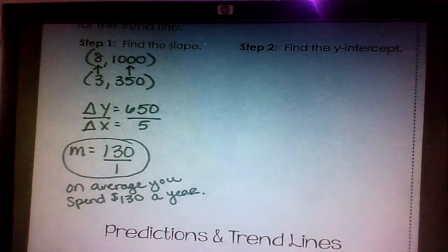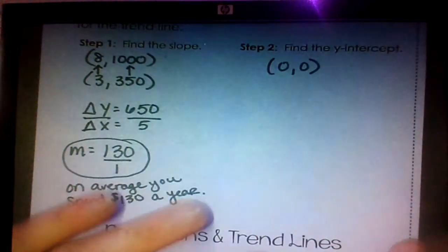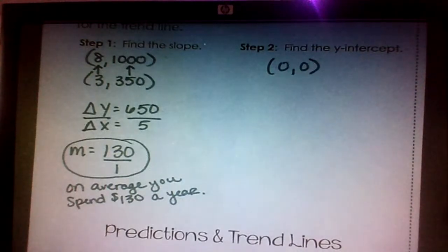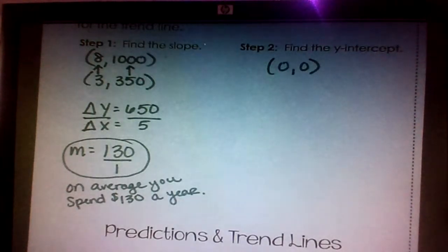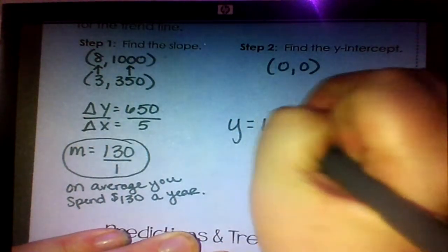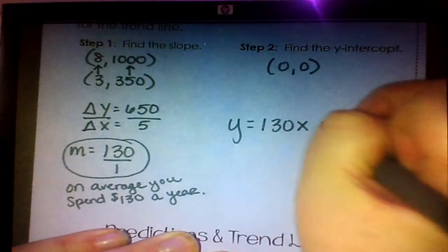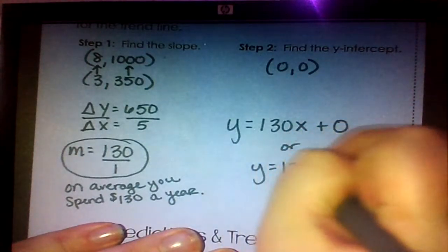Okay, find the y-intercept. 0. 0,0. Think about it. If you don't own a car, you're not spending any money on a car. Okay, so y equals 130x plus 0, or just y equals 130x.